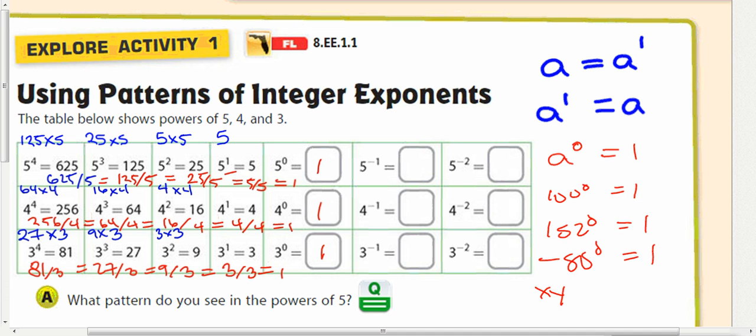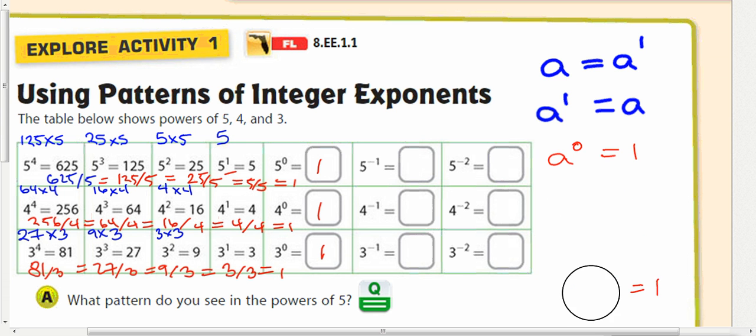XYZ to the 0 power is 1. Anything to the 0 power is 1, whether it's positive or negative. And we'll continue finishing this with the negative exponents in another video.